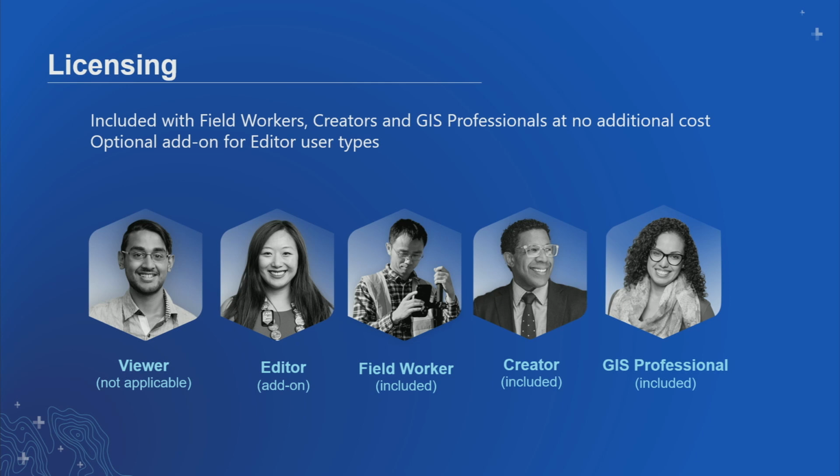From a licensing perspective, as we indicated at the beginning of the session, this mobile app is already included with field workers, creators, and GIS professionals. If you want to buy a license for editor user types, you can do that too. You can buy the licenses from the Esri store or your Esri representative. In terms of authoring, you need a creator user to create one of these projects.